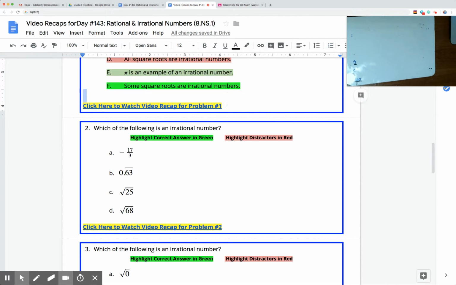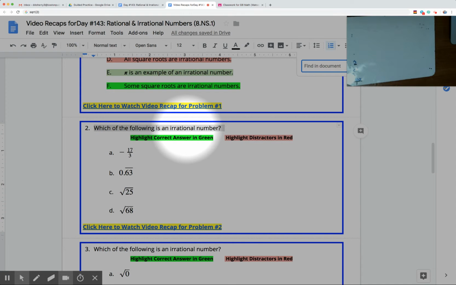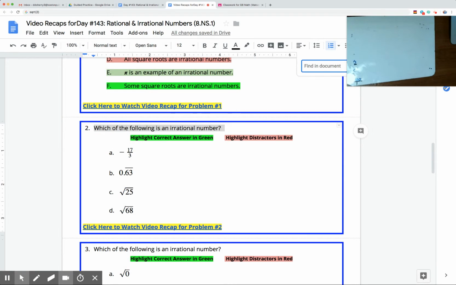So for practice problem number 2, we're asked which of the following is an irrational number. So we're looking for the one that cannot be written as a fraction. Rational numbers are the ones we can write as ratios, as fractions. Irrationals are the ones that we cannot write as a fraction or ratio. So I'm going to write all of those down.